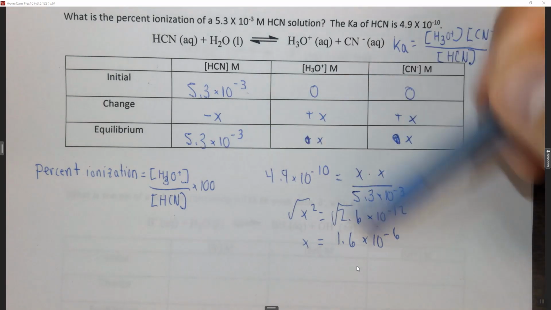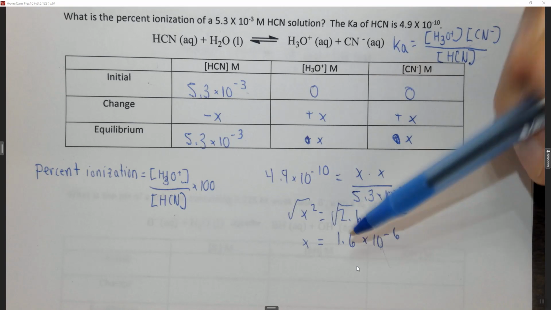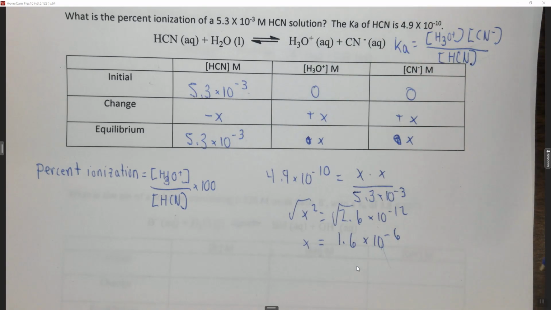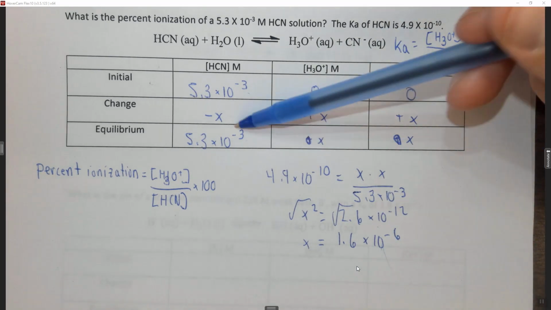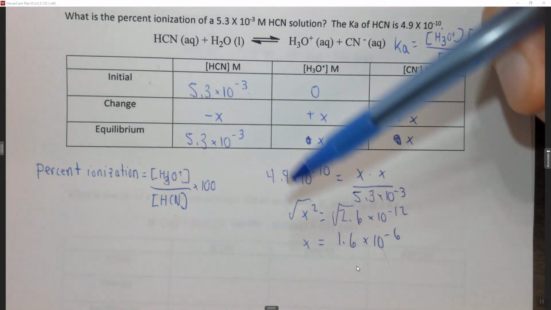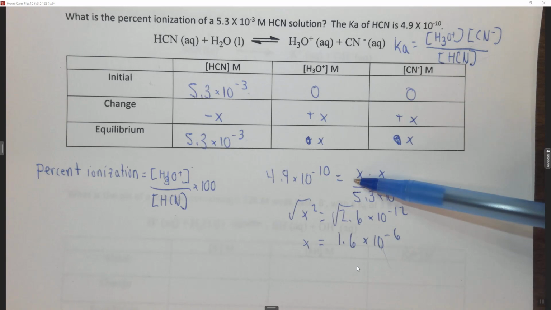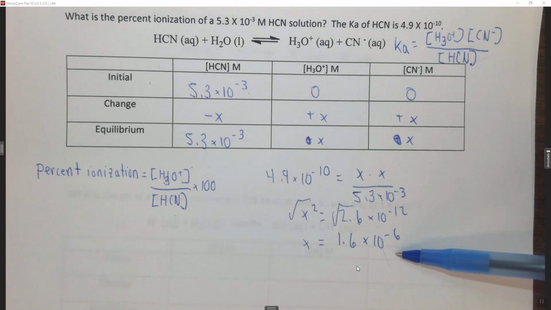You'll notice that this is three orders of magnitude smaller, so this is about 1,000th the size of this one, so it's certainly going to be less than 5% or 10%. So this is basically good. Now we can do the percent ionization. This is the concentration of H3O+. Note that X is the concentration of H3O+, which could be used to find the pH, but we're not asked for the pH here. We're asked for the percent ionization.